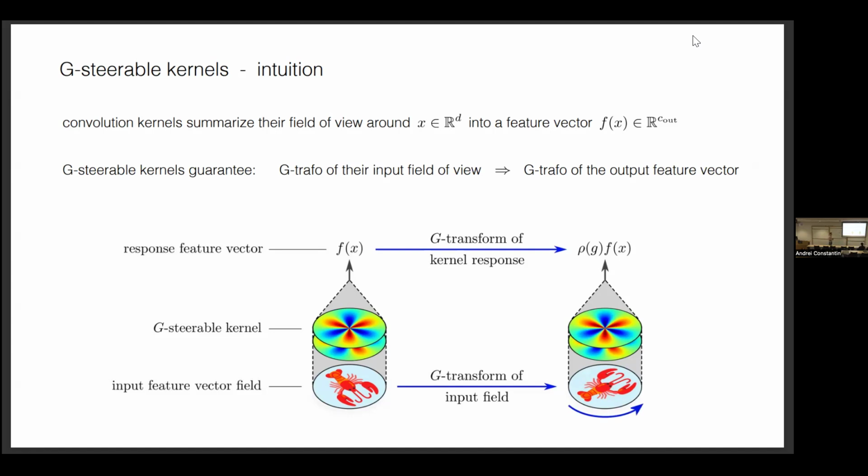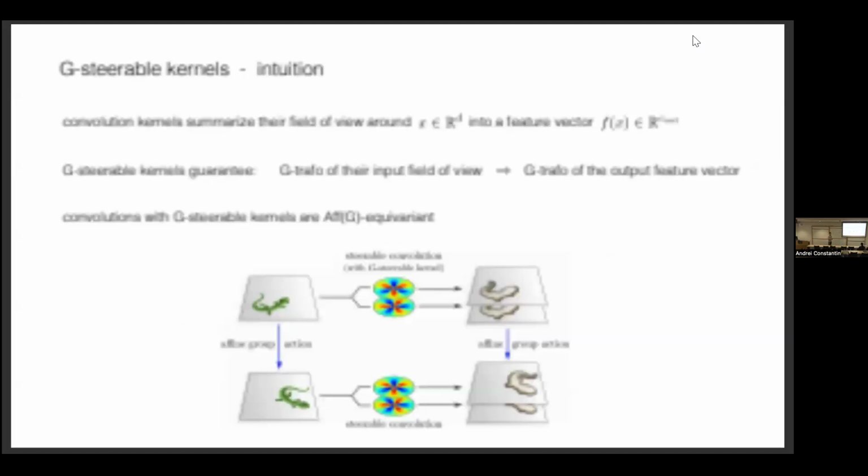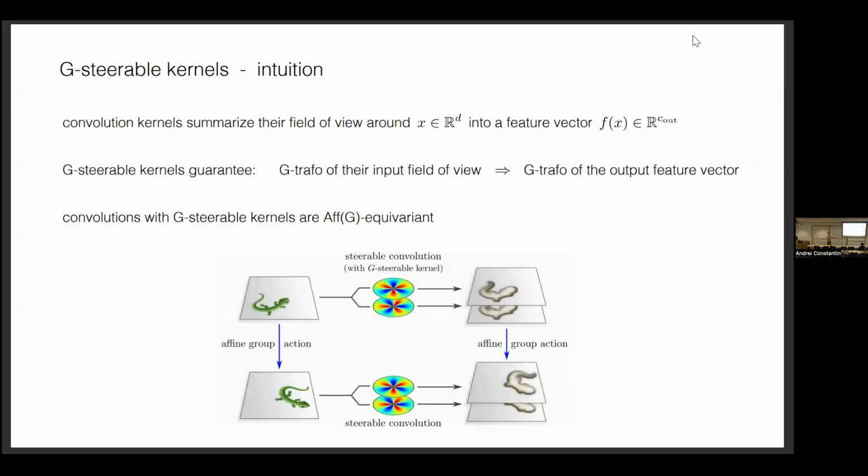Yeah, so a G-steerable kernel by itself encodes these G-symmetries. But now imagine we take that kernel and convolve with it. Then you add translation symmetries to it. So you get G-symmetries and translation symmetries, which together give you an affine group equivariance.